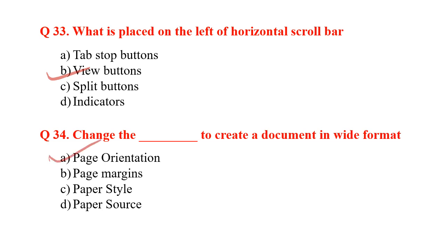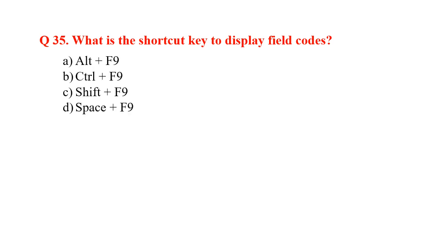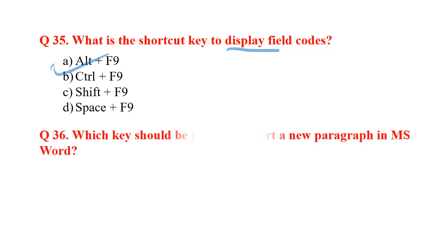Now go to the next question. Question number 35. What is the shortcut key to display field codes? Look at the options. Alt plus F9. Option B, Ctrl plus F9. Option C, Shift plus F9. Option D, space plus F9. So in order to display field codes, we need to press Alt plus F9.